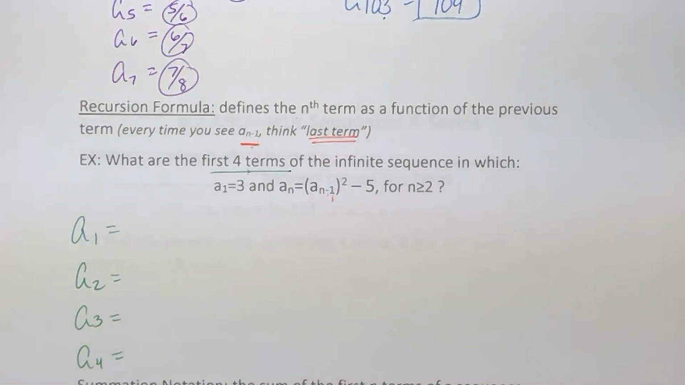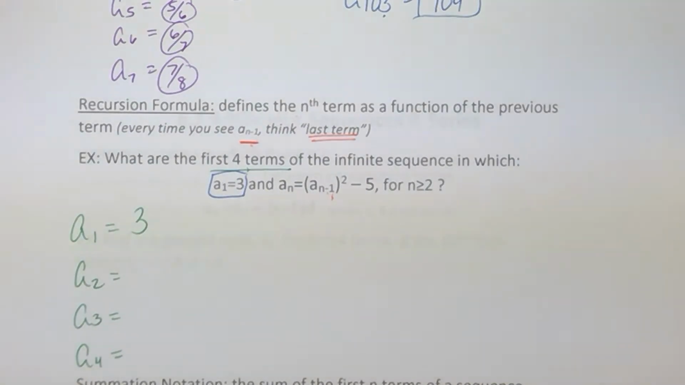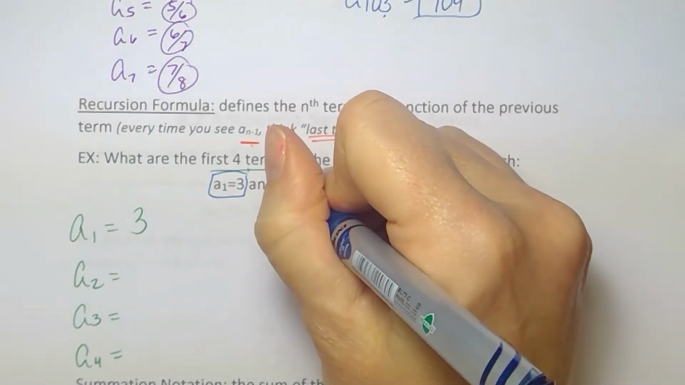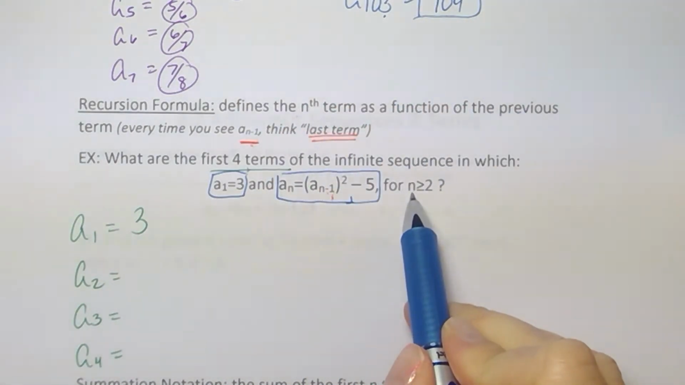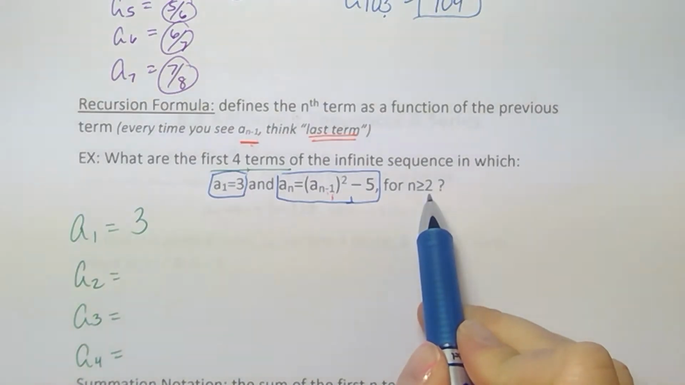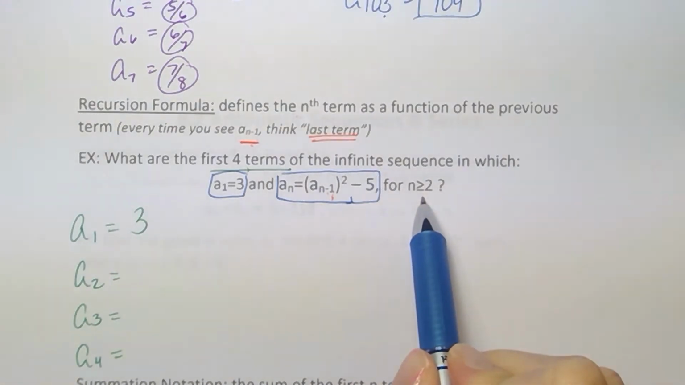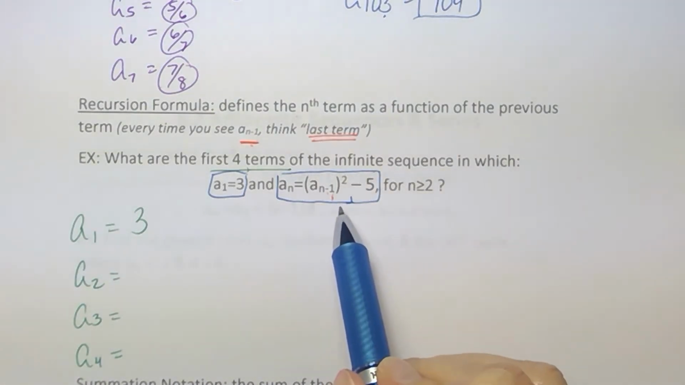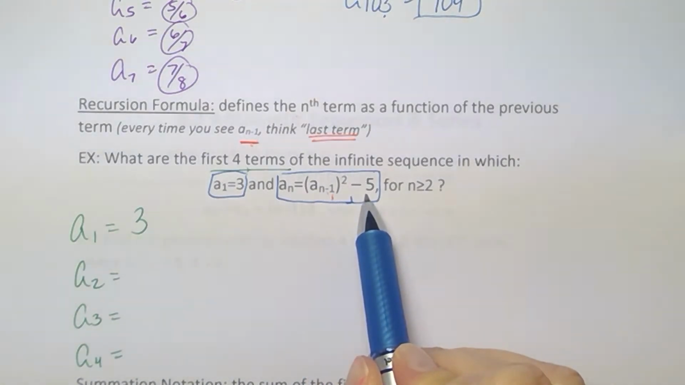First, I'm told my first term. If you have a recursion formula, you are always told your first term because there's no way to discover it. So a sub 1 is 3. That's what it is. I've got to have that starting place. Then I'm given a general term that applies for everything else, for n greater than or equal to 2. So for my second term on toward infinity, because it says it's an infinite sequence, from the second term on, I'm going to use this formula. My formula says previous term squared minus 5.